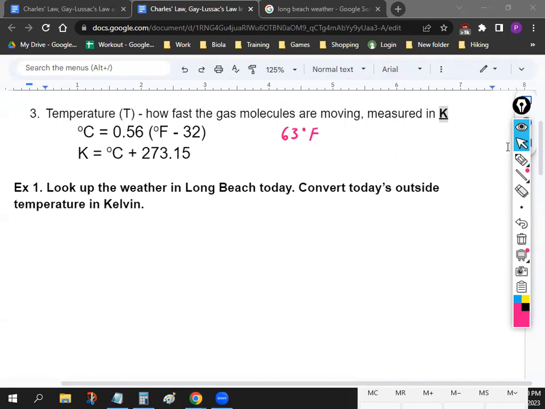All right, so what we're going to do now is use these two equations in order to turn this into Kelvin. Now, there's no one step that we need to take. What we need to do is use both of these equations. So first, we're going to use this equation right here on the top in order to turn Fahrenheit into Celsius. Okay, so in order to turn Fahrenheit into Celsius, all we're going to do is copy down this equation. Celsius is 0.56 multiplied by Fahrenheit, so 63, minus 32. Okay, so all we're doing is plugging in Fahrenheit right here.